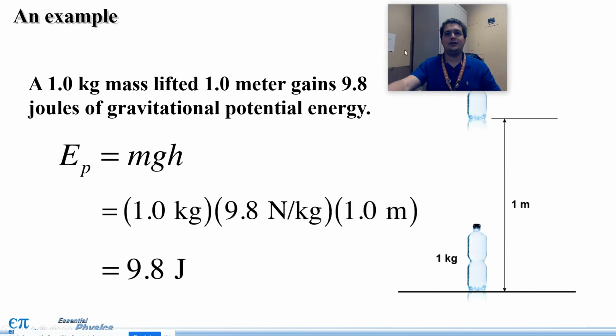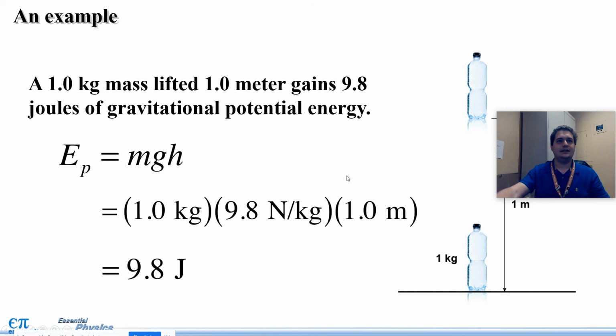So if a 1 kilogram bottle is lifted 1 meter, it gains 9.8 joules of gravitational potential energy. We know that because mass is 1, gravity is 9.8, and height is 1. 1 times 9.8 times 1 is 9.8 joules. It's also energy. It's also measured in joules. All energy, work, potential, kinetic, all in joules.